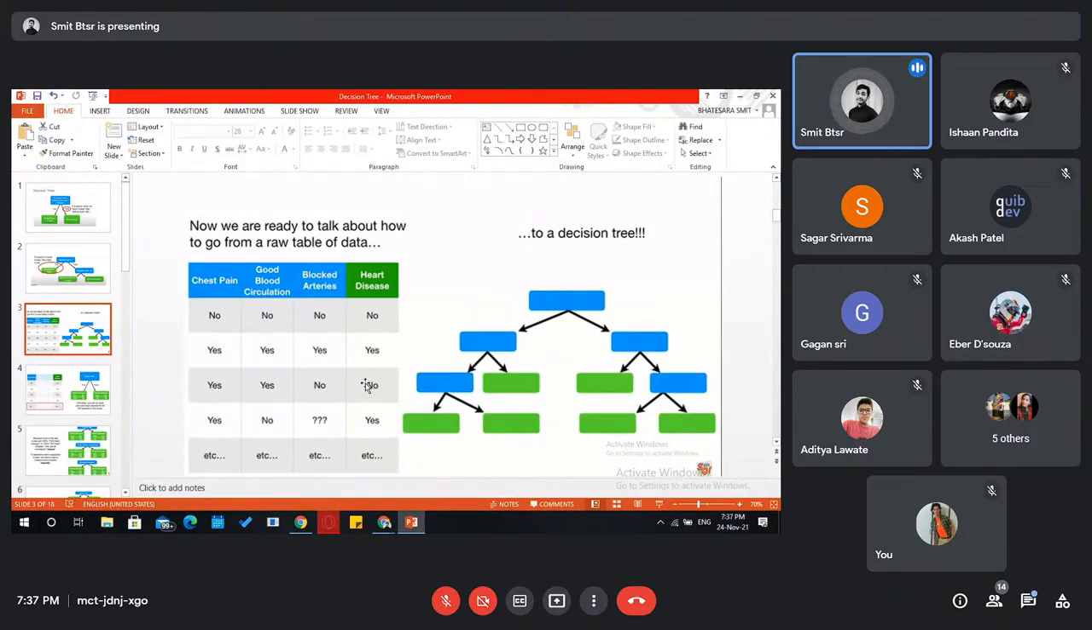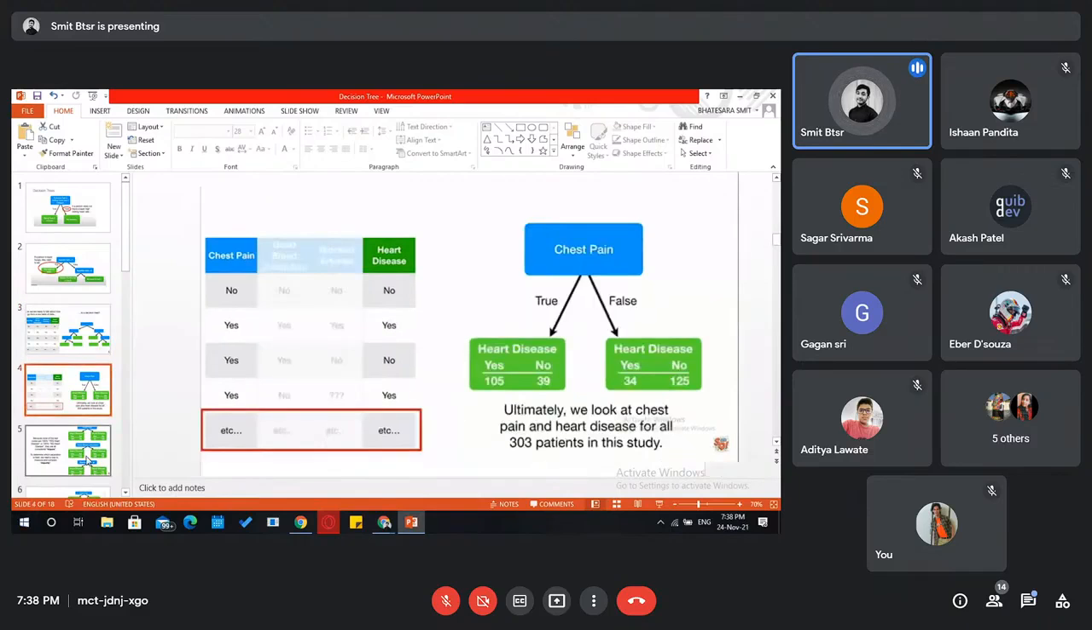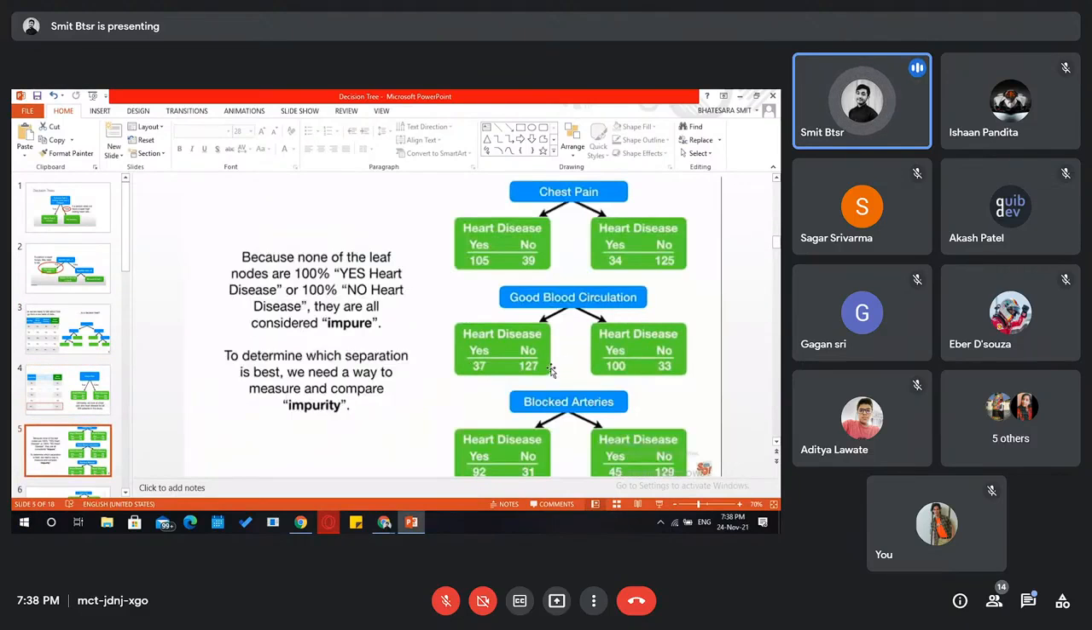But we do not know that heart disease depends only on blocked arteries. Why? Because in these two examples, it seems like it depends only on blocked arteries, because both of the patients have chest pain and blood circulation. But if we see all the patients, there are patients who do not have chest pain at all, but there is still heart disease, right? So these are the numbers representing all those patients.